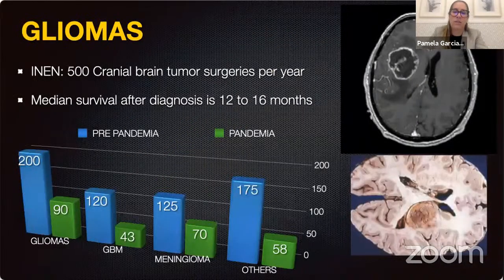At the National Institute of Neoplastic Diseases, we performed 500 cranial surgeries per year before the pandemic. 40% were gliomas, of which 60% were glioblastoma. We had a great reduction in cases due to the pandemic, prioritizing the cases with a better survival prognosis and increasing the number of cases for treatment with radiosurgery as a strategy for the pandemic.